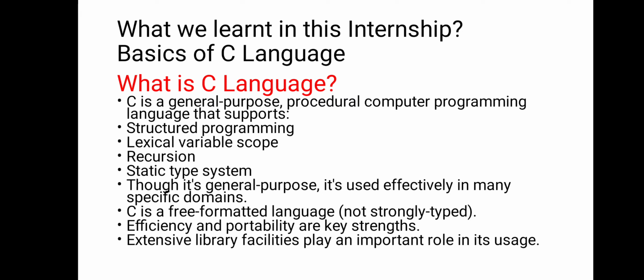What is C language? C is a general purpose procedural computer programming language. It supports structured programming, lexical variable scope, recursion, static type system. So it is general purpose. It is used effectively in many specific domains. C is a free formatted language and it is not strongly typed. Efficiency and portability are the key strengths. Extensive library facilities play an important role in its usage.